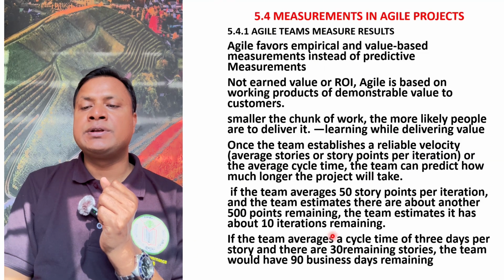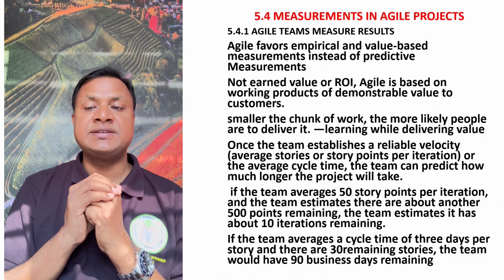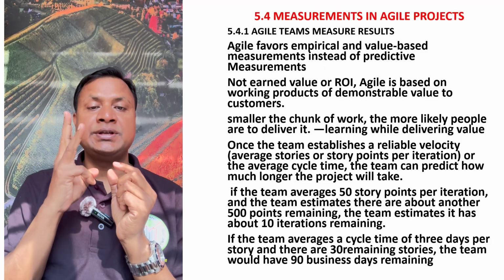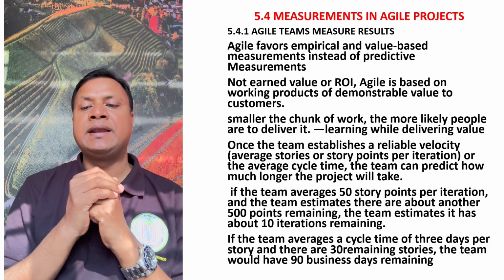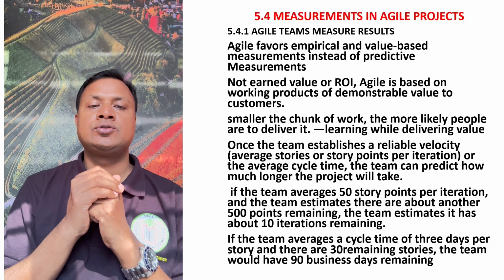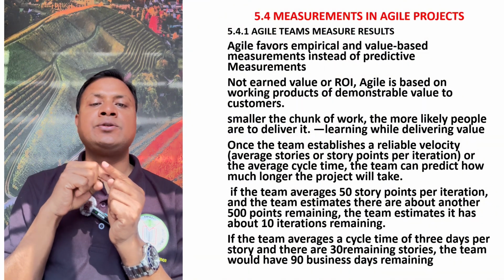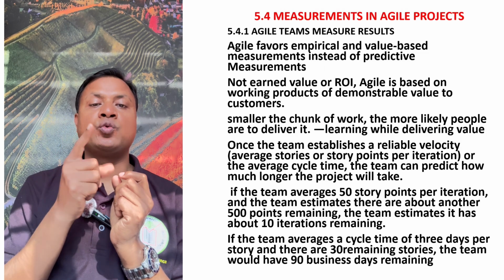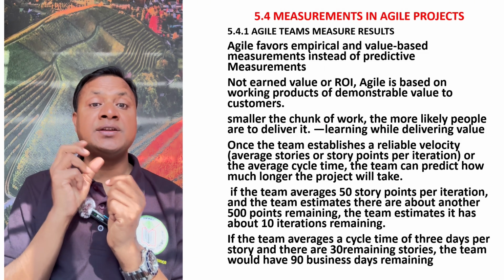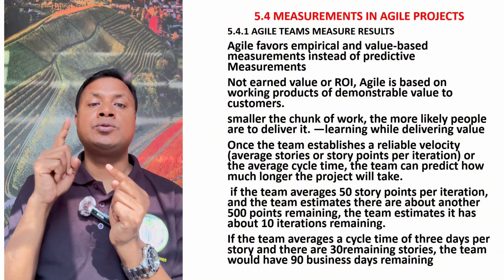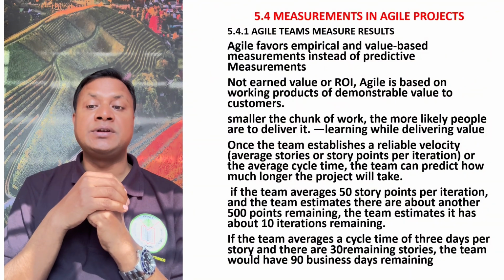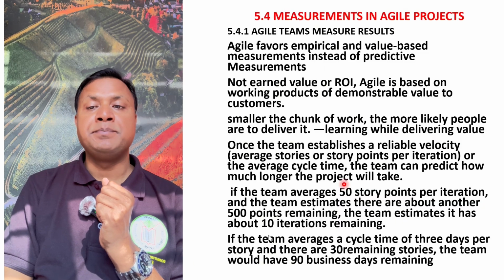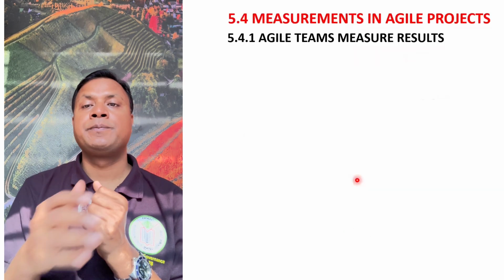Or another example we can give: if the team averages a cycle time of 3 days per story, you need 3 days for one story, and there are 30 remaining stories. So for 30 stories, you need 3 times 30, which is 90 business days for completing. This way you can actually measure the schedule in days.